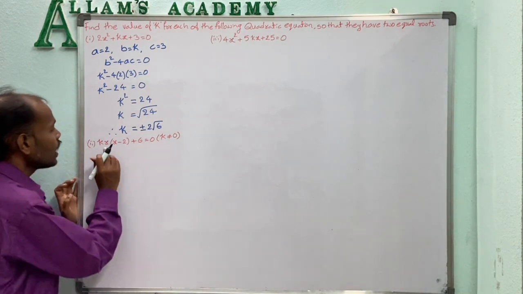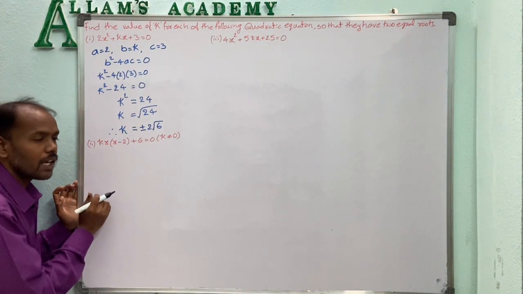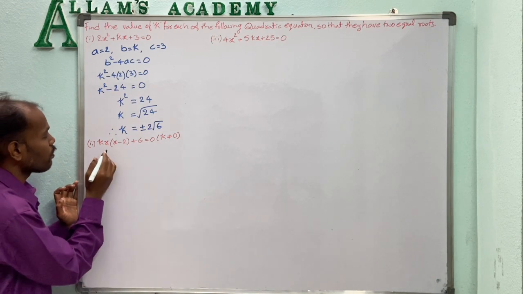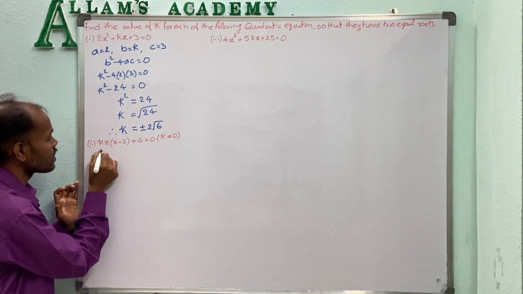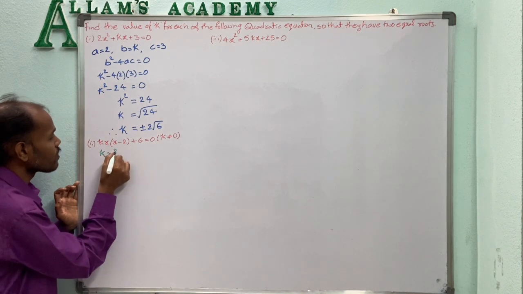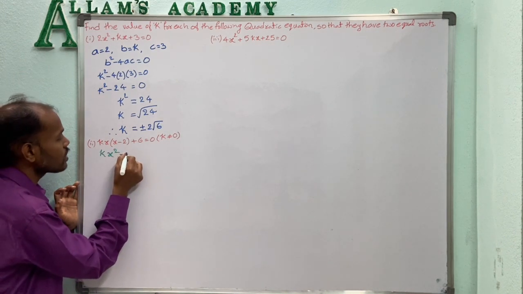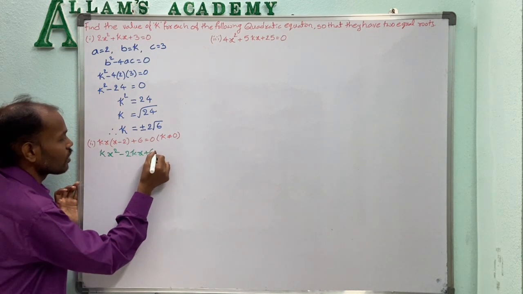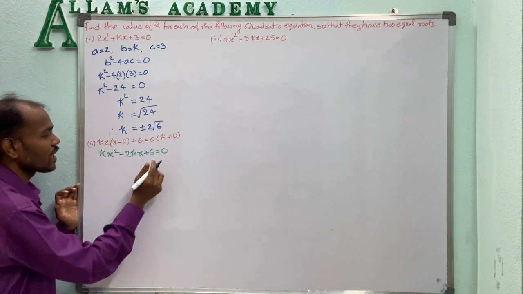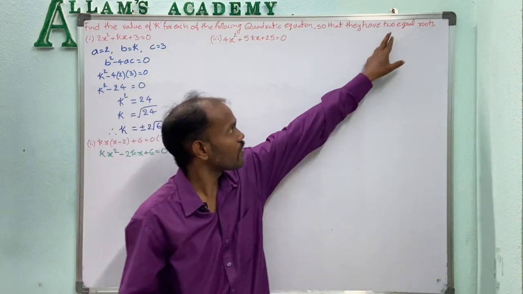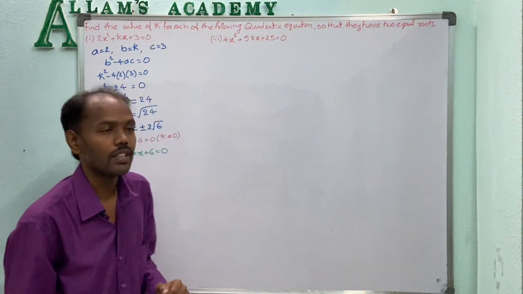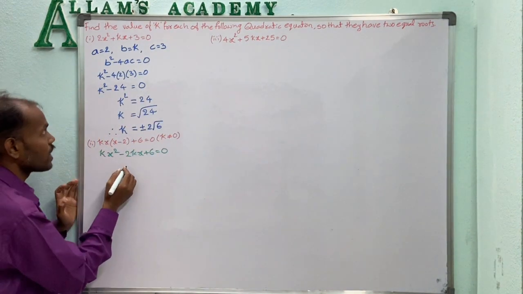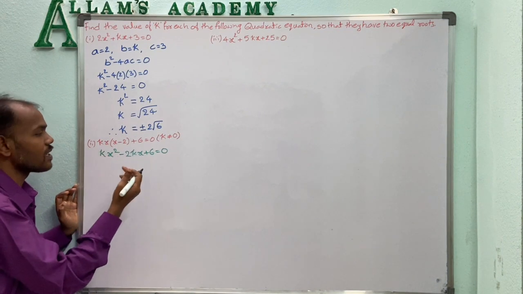Now here kx into x minus 2 is given. So multiplying, kx into x is kx square, kx into minus 2 is minus 2kx, plus 6 equal to 0. It is a quadratic equation. Now this quadratic equation has two equal roots. That means the discriminant b square minus 4ac is 0.